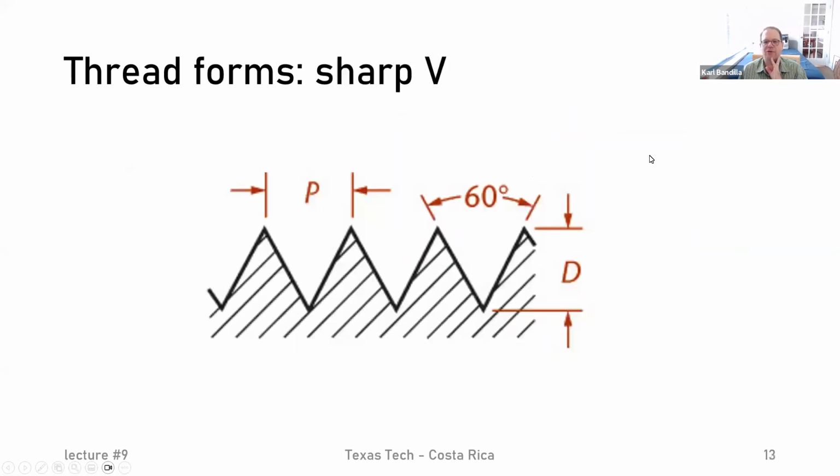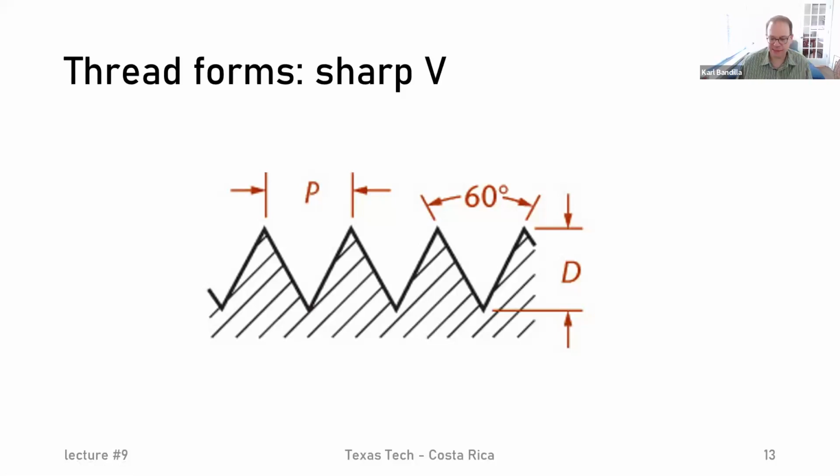And there's many different forms that we can have for these threads. Originally, the first ones that we used, especially with metal parts, were what we call a sharp V. So it's really just up and down, up and down, up and down, 60-degree angle between them. But it turned out that these were not the best.